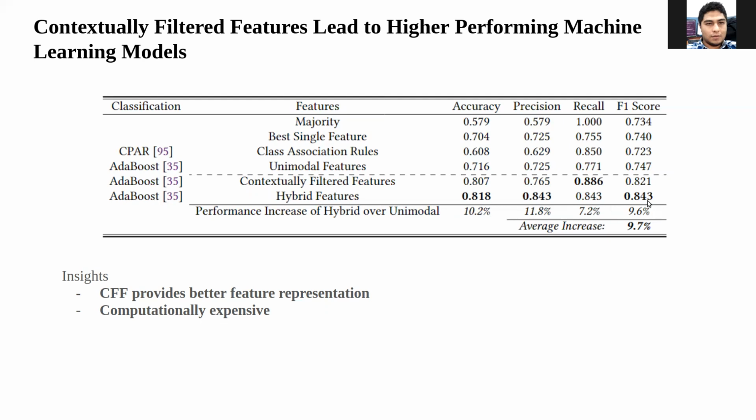And this improvement can, of course, be credited to better feature representation using contextually filtered features. However, on the cons of this work, it's a little bit computationally expensive, because you have to go through association rule mining and contextual feature extraction to get these contextually filtered features. Yes, that's all about this work.